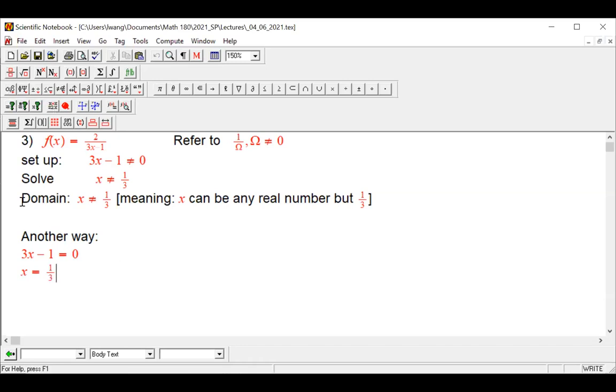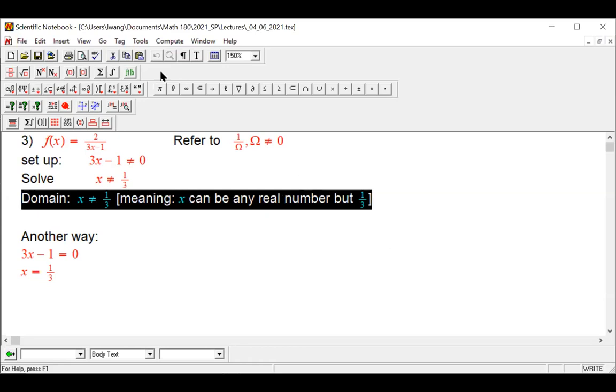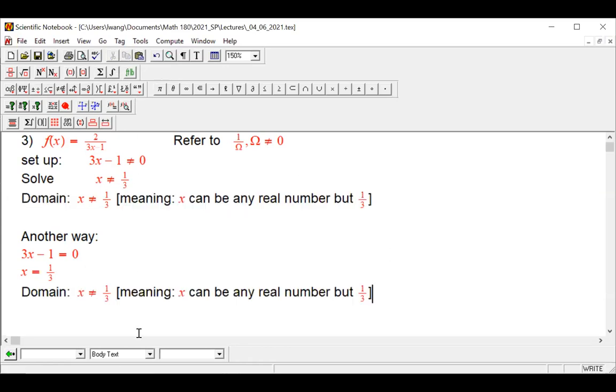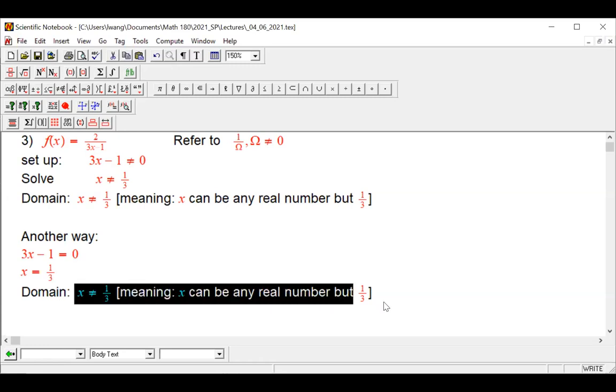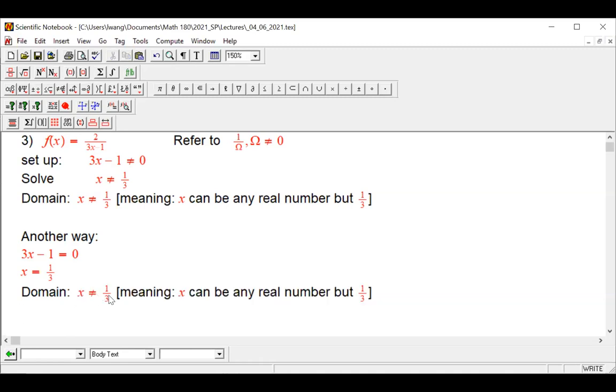You have to understand that when you make your domain, you set the denominator equal to 0 and identify the number that makes it equal 0, but in your domain, you have to say it's not equal to that number. Make sense? So the logic behind it is, instead of not equal, we look for its opposite. So there's a logical connection between these two methods. Do you follow me? Be aware of it.